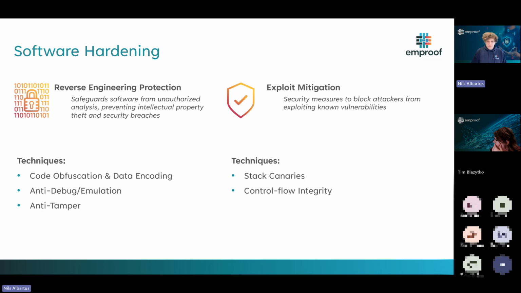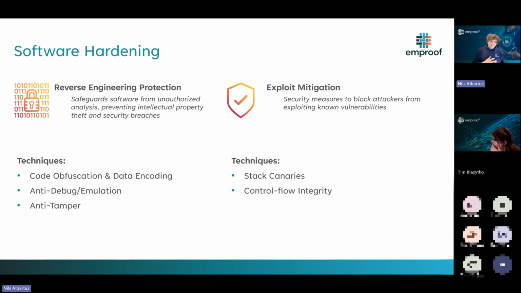And here, techniques include different things such as code obfuscation and data encoding, or anti-debug and emulation measures, because it's not only important to prevent the static side. So far, we've only talked about the static side, but we also need to protect against dynamic threats. If people are using a debugger or an emulator, this is also something that we need to protect against, because a reverse engineer uses these to make sense of the binary.